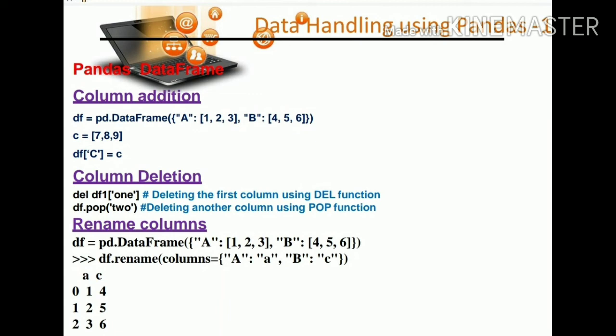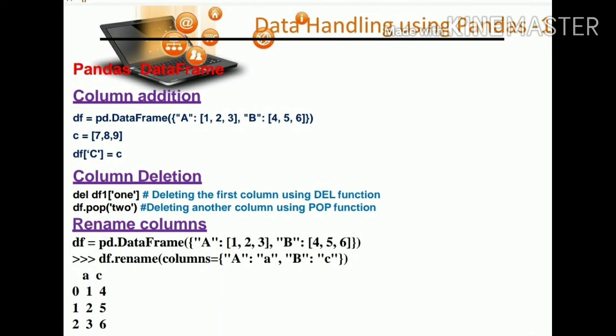Suppose you want to delete a particular column. For that we will write del df1. df1 or df, whatever is the name of your data frame variable, and then in brackets you have to write the name of the column. 1 is the name of the column which we want to delete, and the del function is used to delete the column. You can also use pop. If you remember, last year we also studied del and pop in lists. So if you want to delete a column, you can use the pop function also, df.pop, and then the name of the column which you want to delete. You can see the difference.